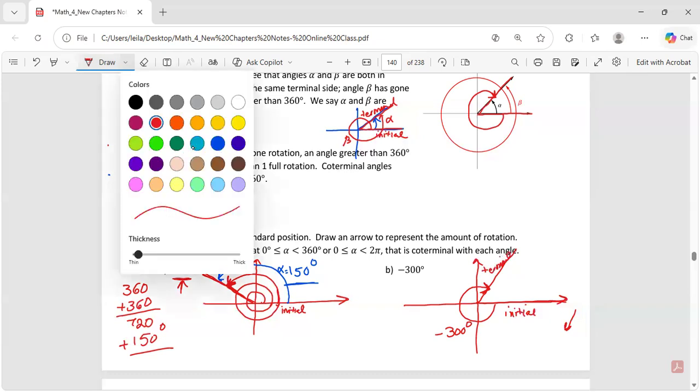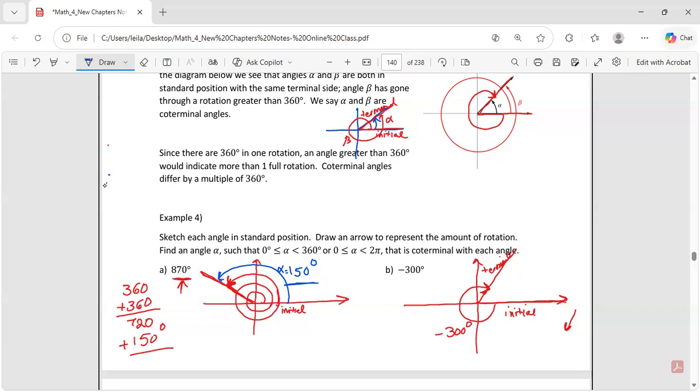Now, to find the coterminal angle, I'm going to use the same initial and same terminal side, but in a positive direction. So this is alpha, the coterminal angle with negative 300 degrees, and this angle is 60 degrees. So a 60 degree angle is coterminal with a negative 300 degree angle.